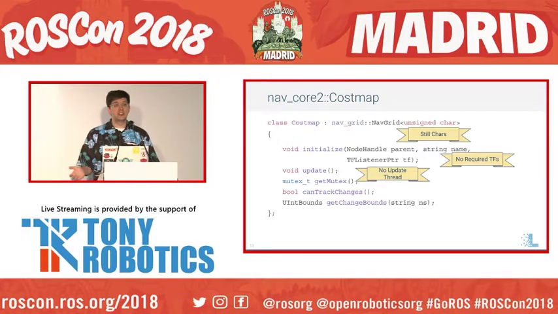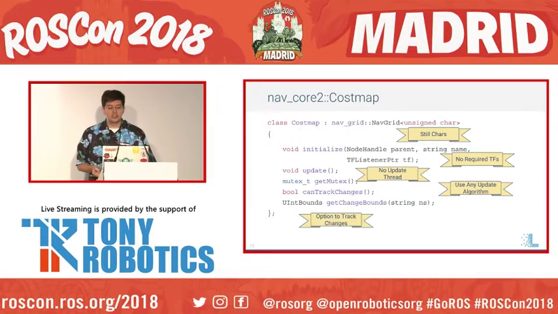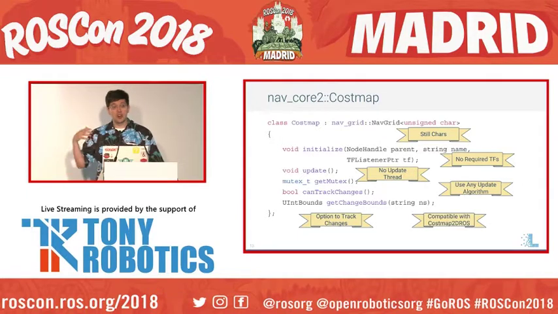There is no built-in update thread, so you can control how often the costmap updates. And you can use any update algorithm underneath, therefore not forced to use the layered costmap. I also added an option to track changes within the costmap so you can know how much has been updated. Furthermore, all of this is compatible with the previous version of costmap_2d ROS so that you can still use the plugins, the voxel layer, and things like that within this interface.